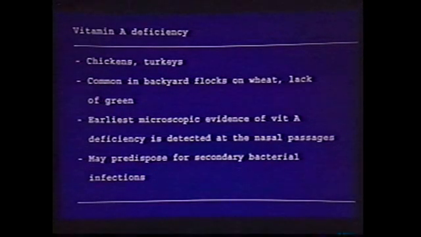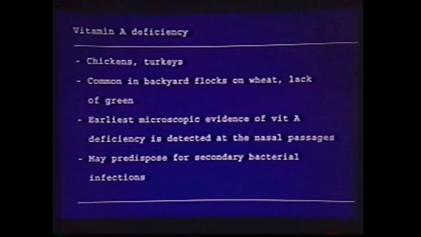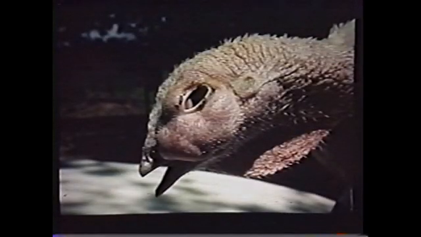In addition to the sinuses, we mentioned the esophagus, mouth, crop. We'll see it in the renal tubules, in the lining epithelium of the bursa of Fabricius. You're going to see it in the bone as well. Vitamin A affects multiple systems.